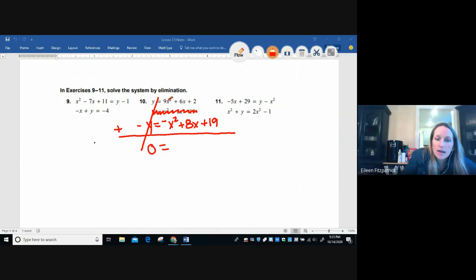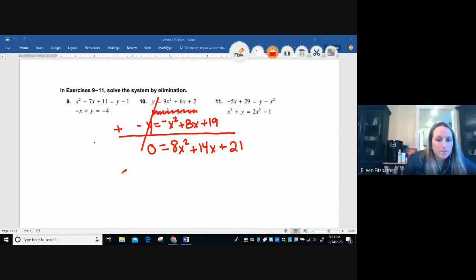All right, so 9 plus -1 is an 8x squared. 6 plus 8, that's going to be a 14x. And 19 plus 2 is a 21. Okay. All right, so for this one, we could try to factor, but I already know it's not going to factor, so we're going to skip that step. We could try the quadratic formula.